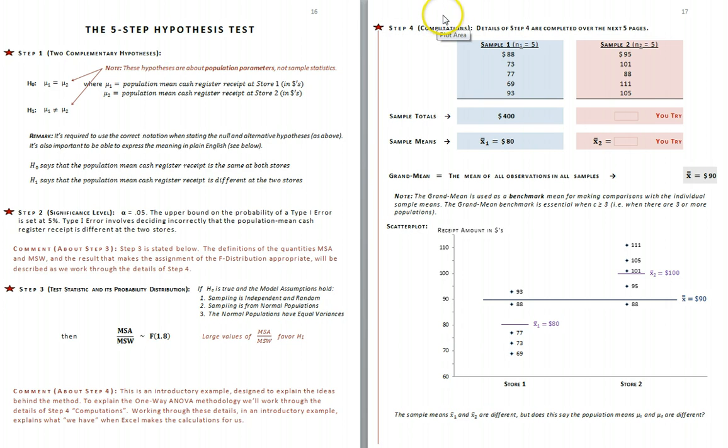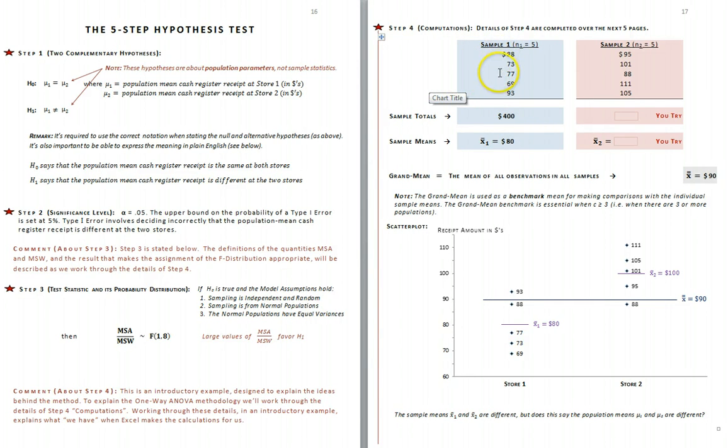Step 4 is about doing the computations. As we move through step 4, we'll introduce more about the test statistic, about the probability distribution, and about the model assumptions. So, bear with me a bit and let's go over some of the computations that are necessary to get to the point to define the test statistic.